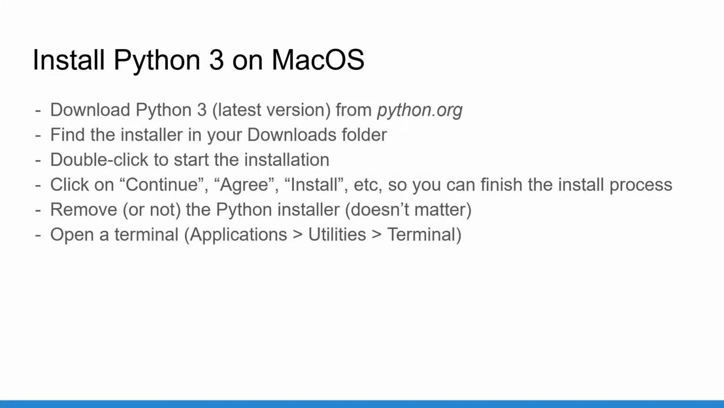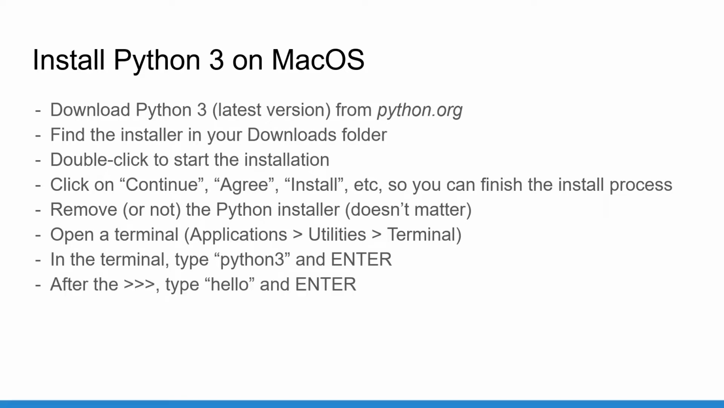Then open a terminal. So you can go to Applications, Utilities, and Terminal. In the terminal, you type python3 and then press Enter. You should see the Python version you have, and then three angle brackets where you can write some text. You can just go and type hello with double quotes like this, and then press enter. You should see hello printed below. If you have this, then you're ready for the following.